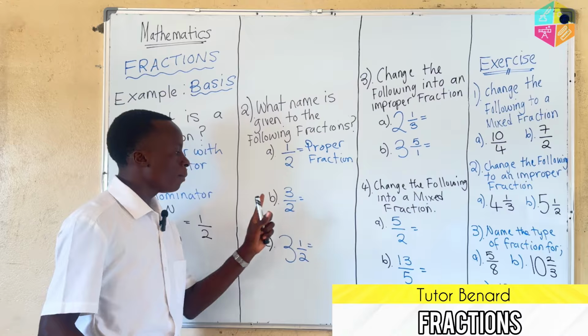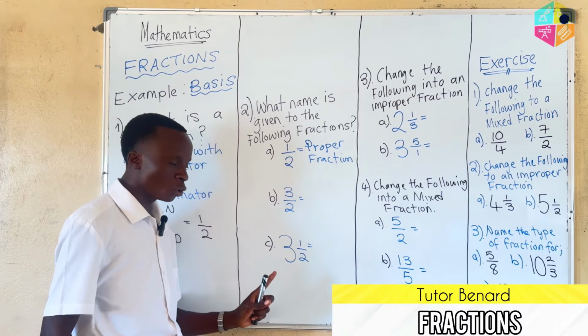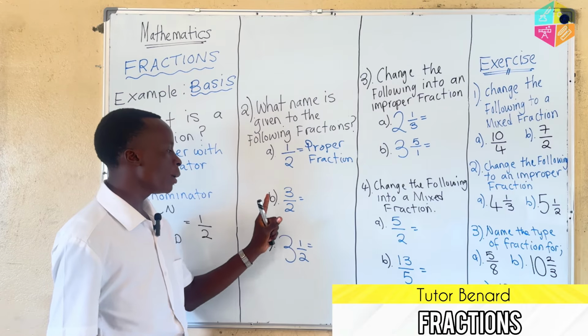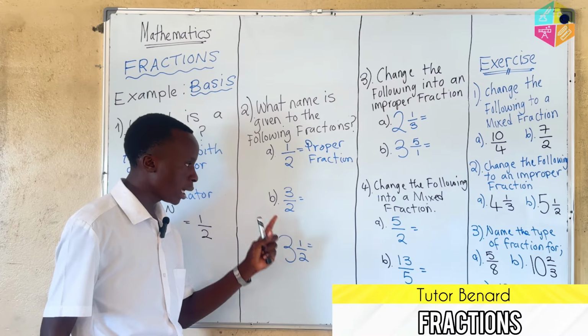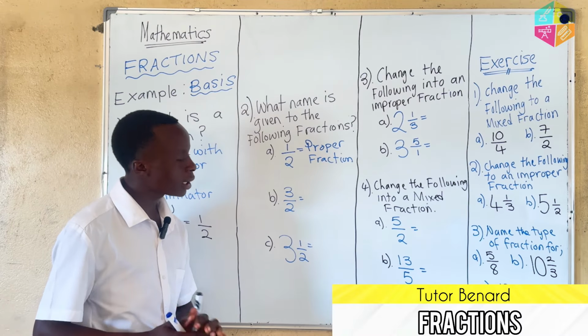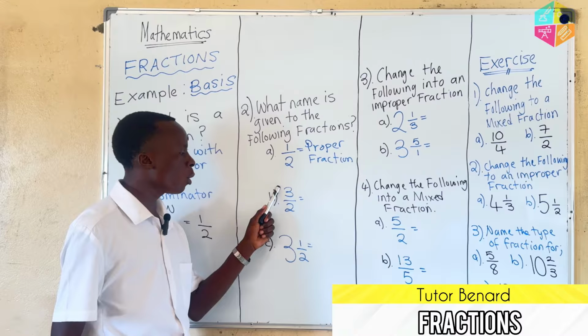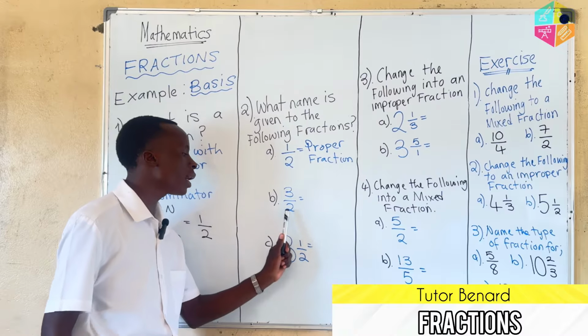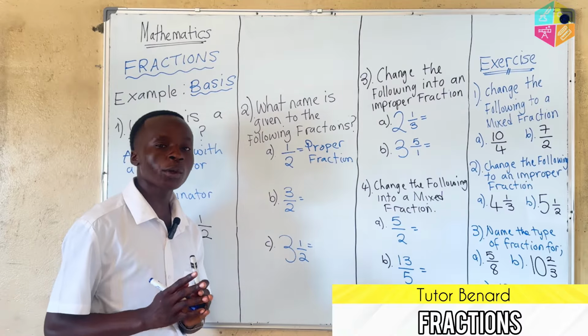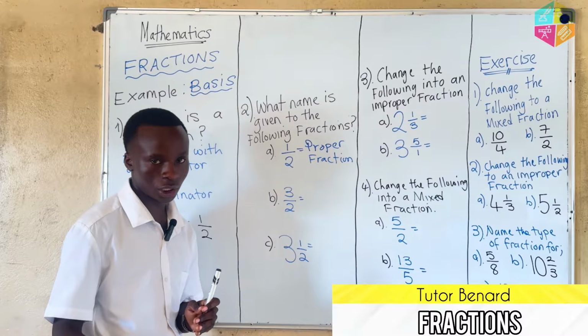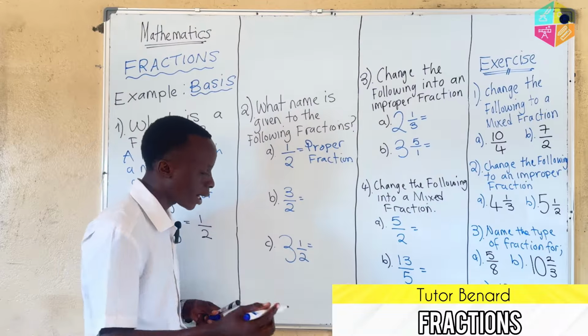B. So B, this is 3 over 2. So question B is the opposite of question A. So what you need to understand, when the bigger number is on top and the smaller number is at the bottom, this is what we call an improper fraction.